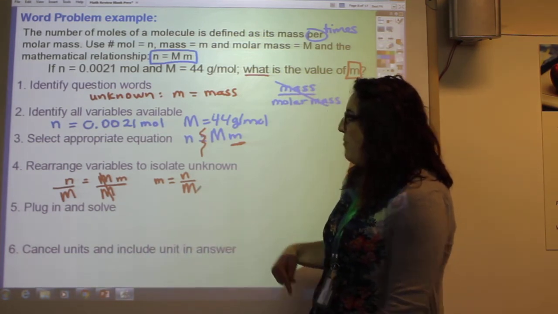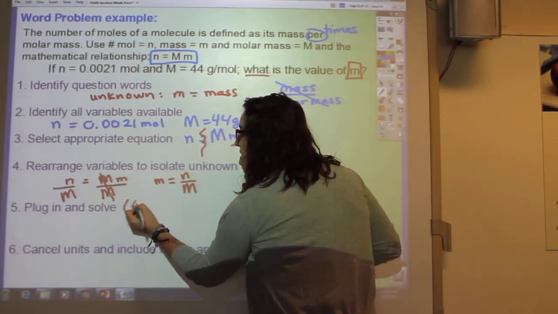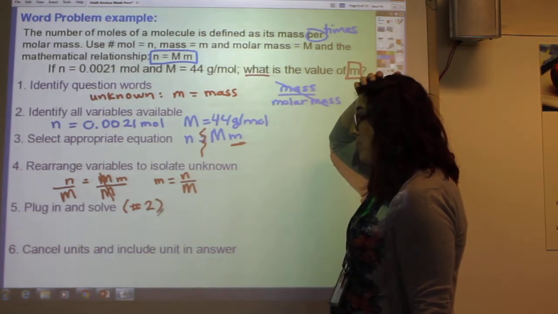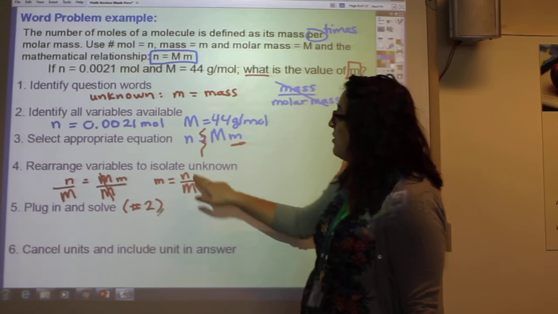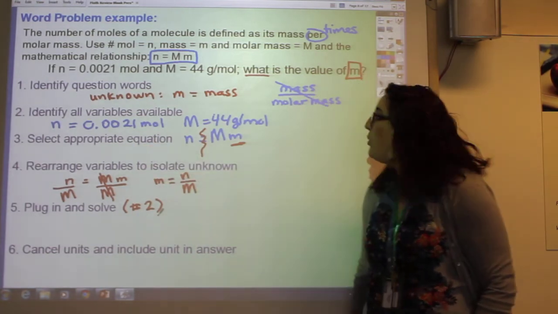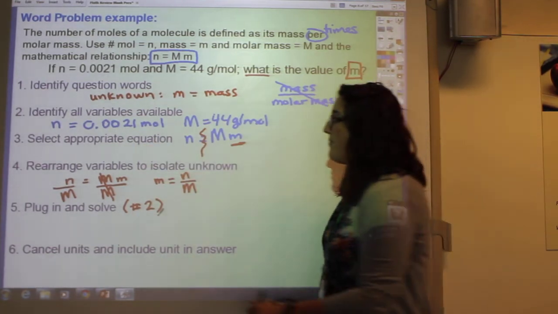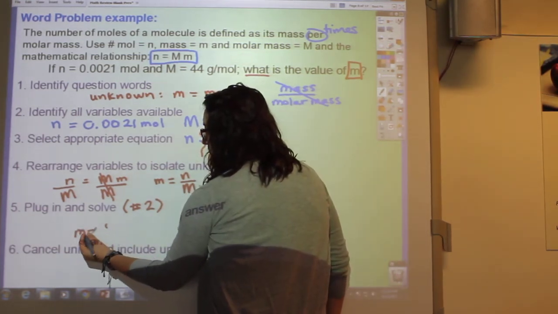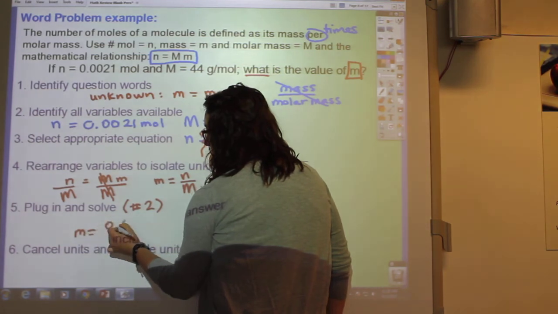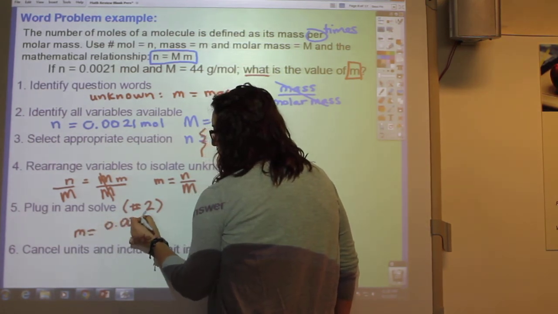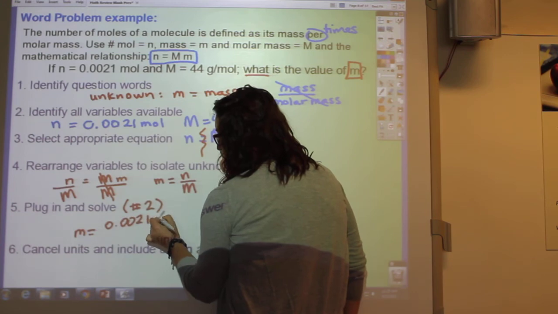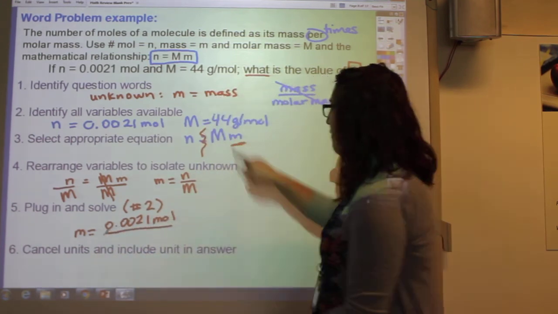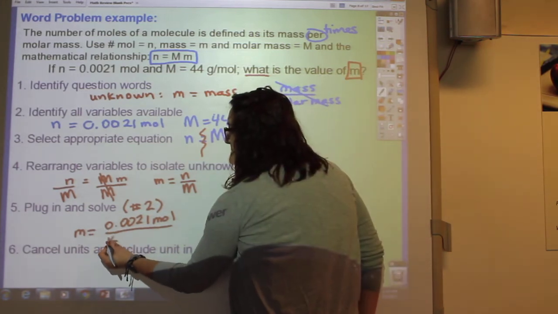What I mean is we need to go back to number 2 to figure out what the values and units are for the things we are plugging in. So for N, the value is 0.0021 moles. So we can plug that in. 0.0021 moles over 44 grams per mole, capital M.